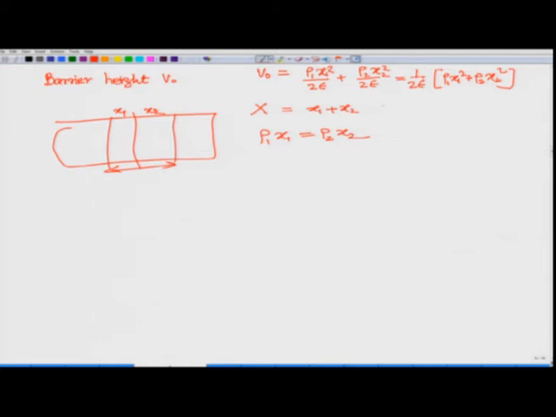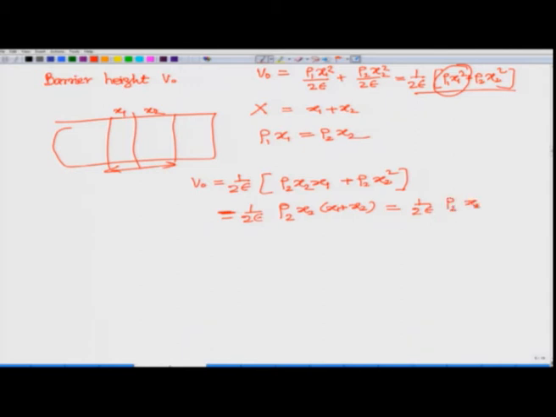From the first thing I can rewrite this as V naught is equal to 1 over 2 epsilon, and let me write in terms of rho 2. So, rho 1 x 1 is the same as rho 2 x 2. So, I am writing this term here times x 1, and then I have rho 2 x 2 square, which is 1 over 2 epsilon, and then you can take rho 2 common and x 2 common, and it is x 1 plus x 2, and that is equal to 1 over 2 epsilon, and then rho 2, x 2 and capital X.